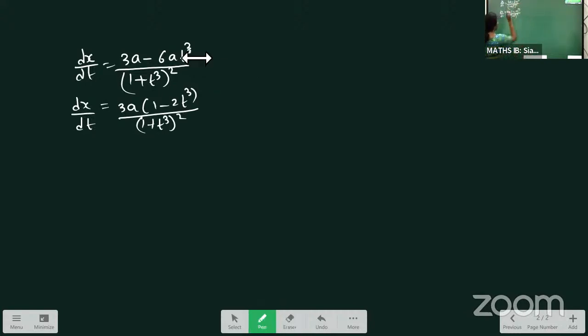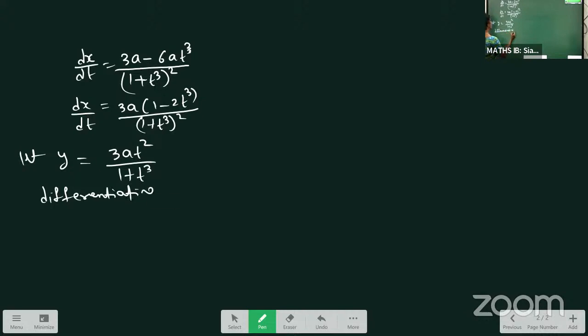Next, let y is equals to, we have another value of y. What is y here? y is equals to 3at square by 1 plus t cube. Same, apply the u by v rule. Here, differentiating with respect to t. So apply d by dt on both sides. d by dt of y is equals to d by dt of 3at square by 1 plus t cube.